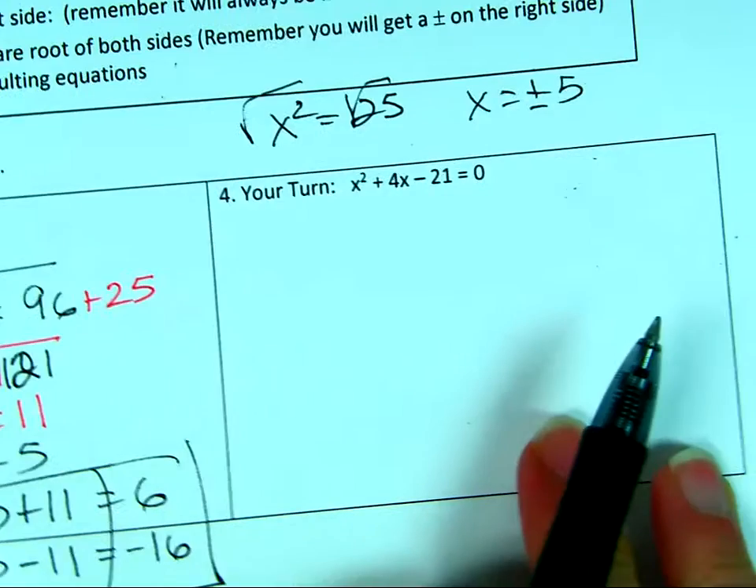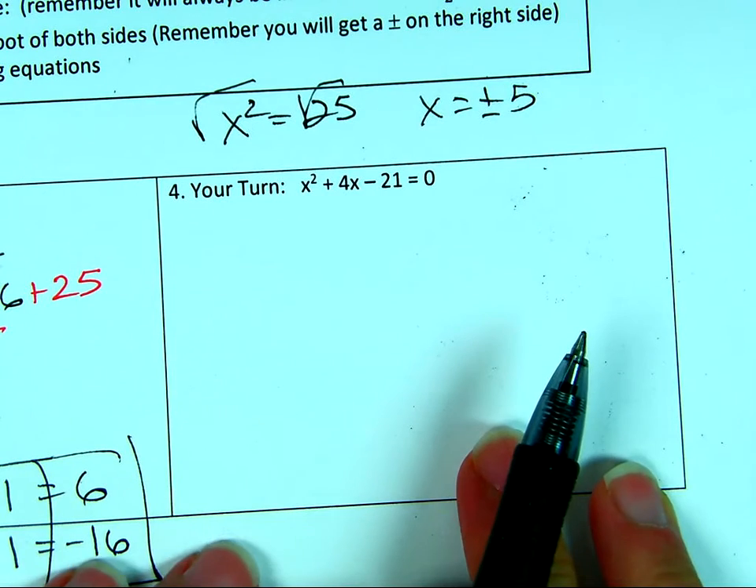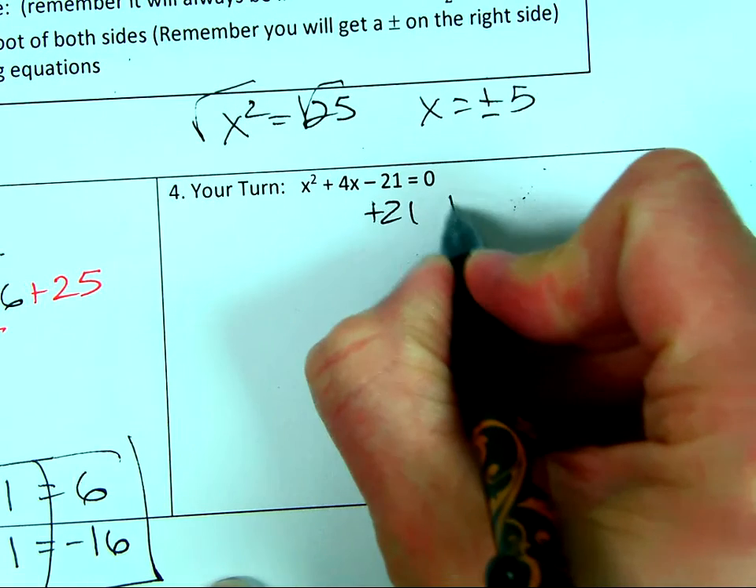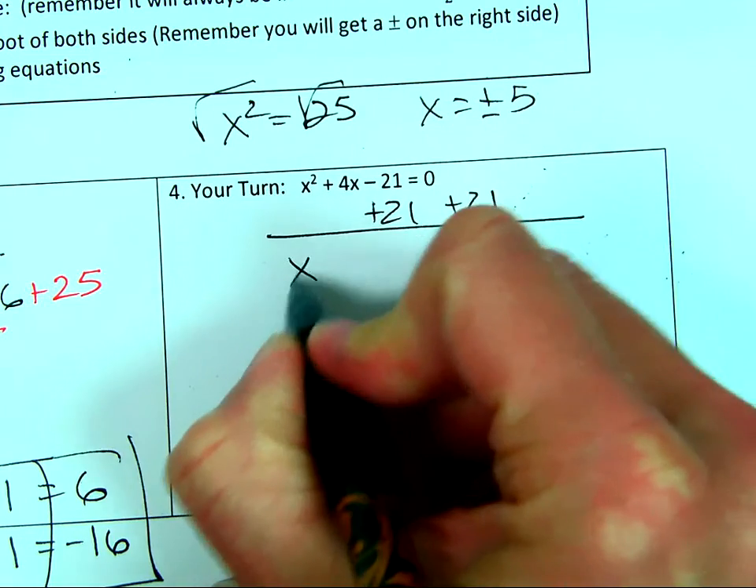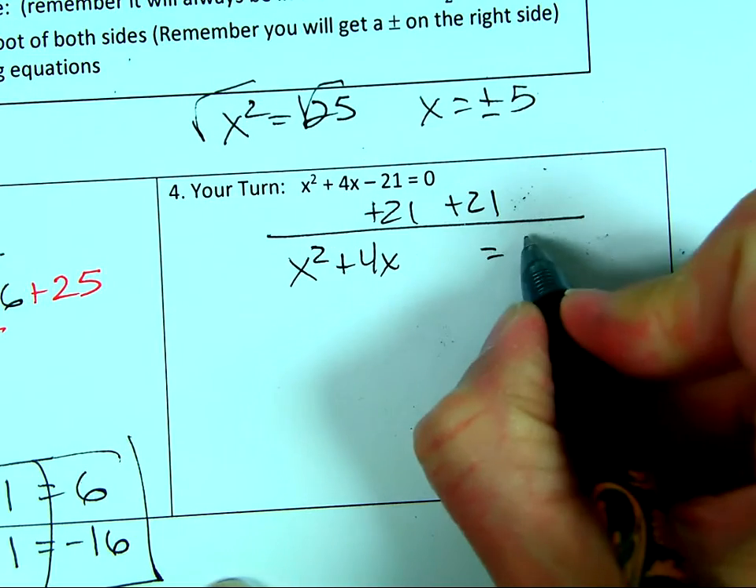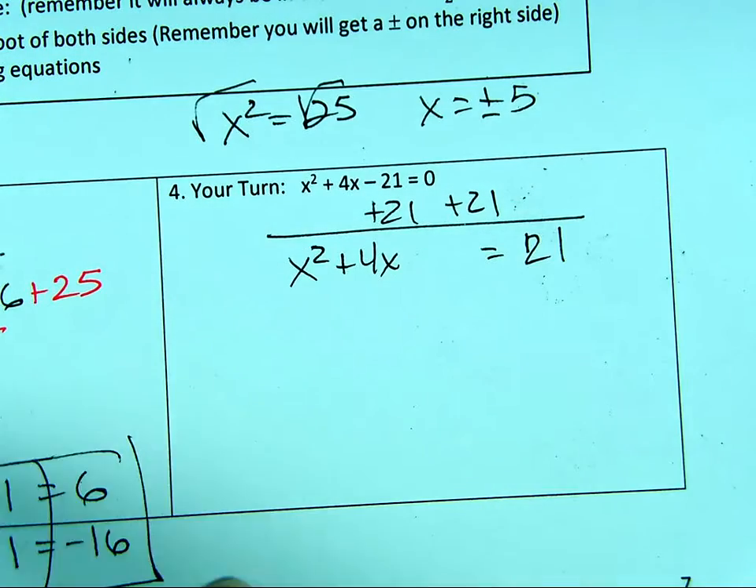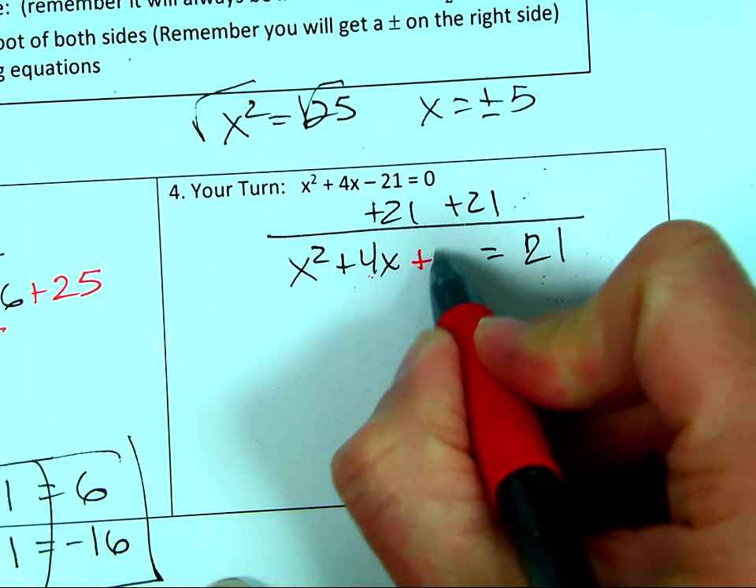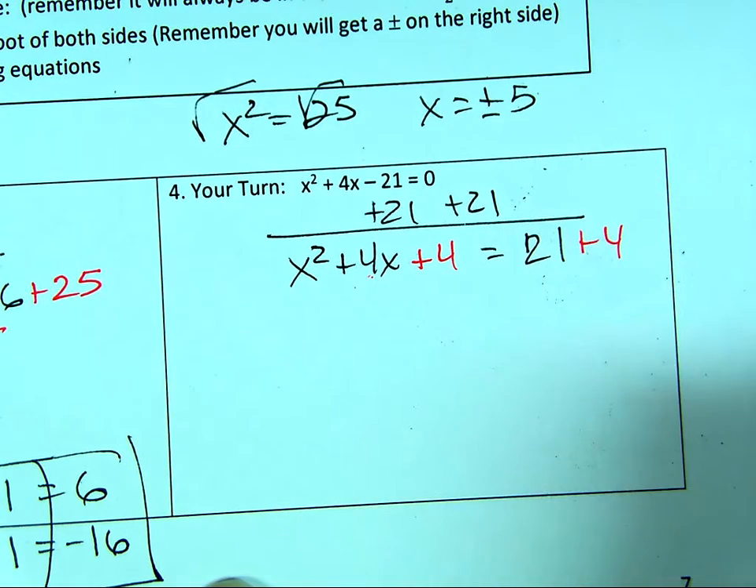Okay, one more. So normally in class I would say it's your turn, so if you want to pause and try to do it, you can. I'm just going to go for it a little bit faster now. So first step is add 21 to both sides. So x squared plus 4x, leave a little space because I'm going to add something in there, equals 21. Then I'm going to take half of b, which is 2, square it, which is 4, and I'm going to add that to both sides.